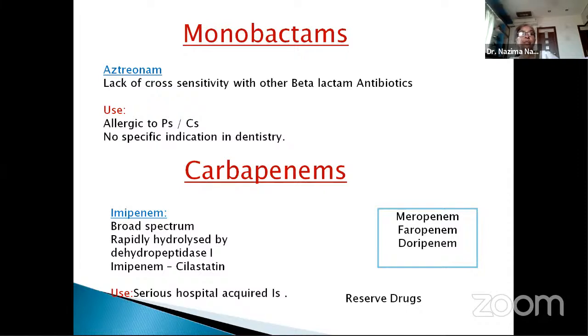Now coming to the monobactams, again, which are included under the beta-lactam antibiotics. These drugs are so called monobactams because they have only one ring, the other ring is missing. So the beta-lactam ring is there, the other ring is missing. For example, aztreonam, which lacks cross sensitivity with the other beta-lactam antibiotics.